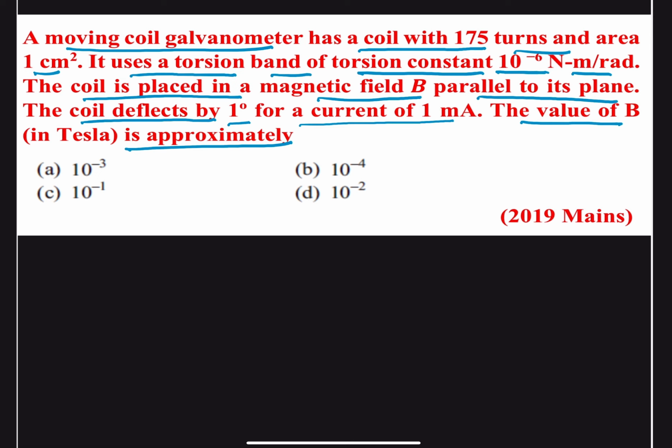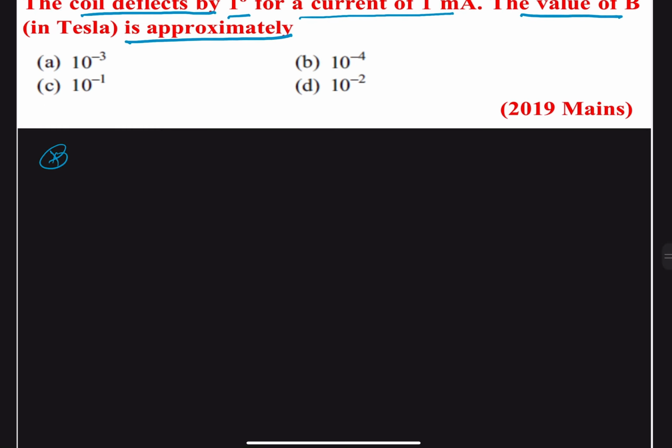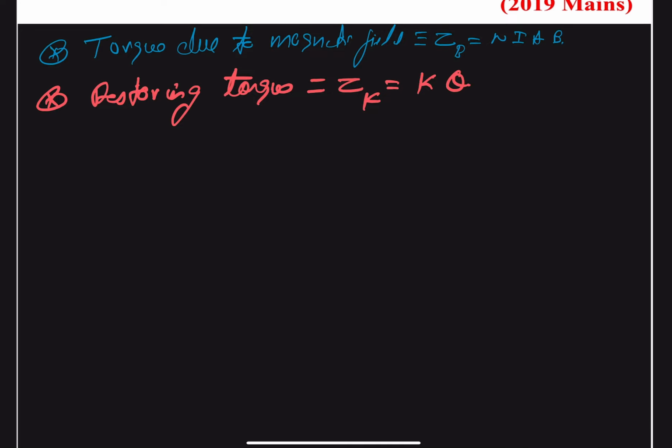So we can say that torque due to magnetic field, that is our tau B, will be equal to NIAB, and we have the restoring torque, that is our tau K, that will be K multiplied by theta, and at equilibrium this tau B should be equal to tau K.